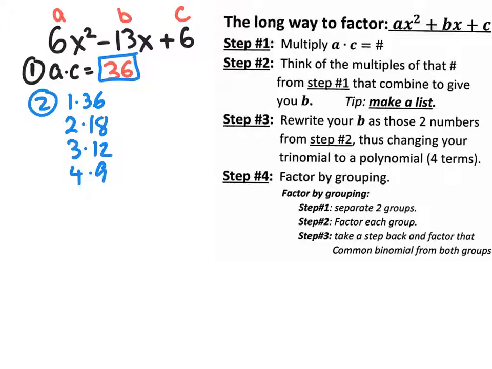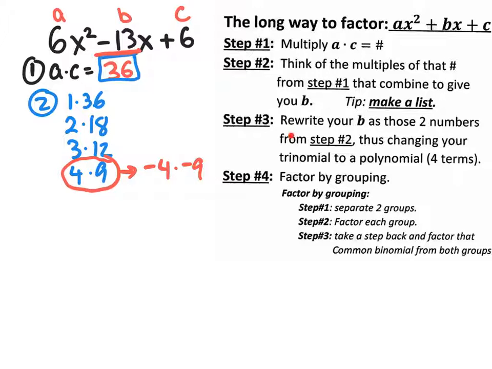So which pair of numbers combines together to give you the b value, which is negative 13? 4 times 9, right? 4 times 9 is positive 36, and if I combine those together, it does give me 13, but I don't want just 13, I want negative 13. If you look at the b value up here, that's a negative 13. So I have the right numbers, I just have the wrong signs. So I really want a negative 4 times a negative 9. Everybody with me on step 2?